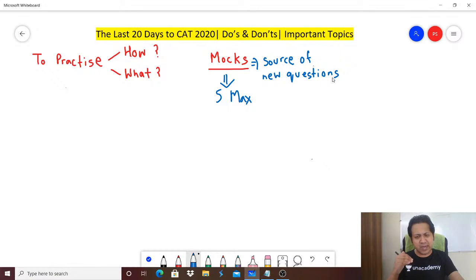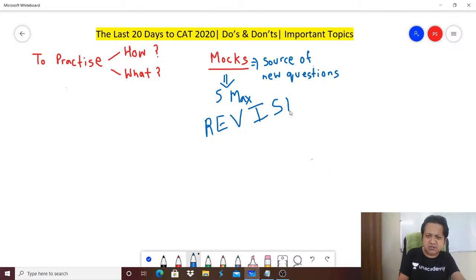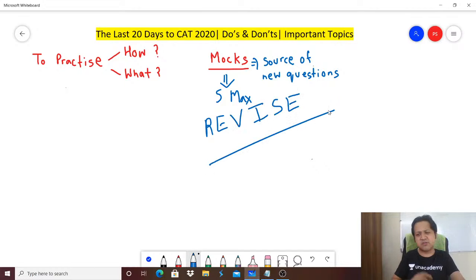If there is a mock you gave in June, you don't remember anything, trust me, you have wasted the hours that you spend there, right? So you need to go back and look up those questions and solve it once again. So the ultimate 6-letter word for success at this point of time is revision. Revise, and revise, right?